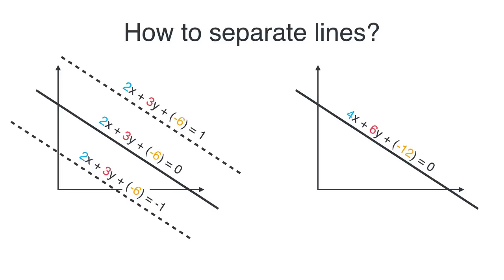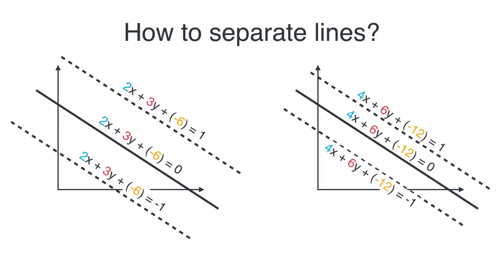Now, what do you think happens if I do the same thing on the graph on the right? This is important, so feel free to pause this video and think about it for a minute. I'll tell you what happens. We get two lines that are parallel, but much closer. So the equations 4x plus 6y plus minus 12 equals 1 and minus 1 are a lot closer to the original one than the ones with equation 2x plus 3y plus minus 6 equals 1.